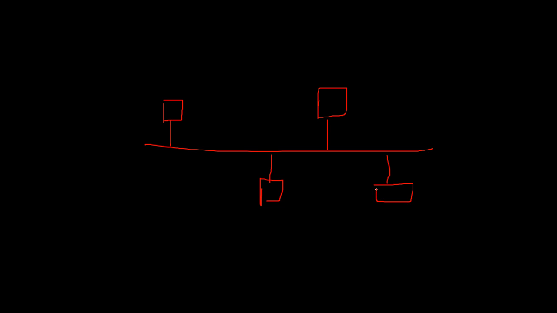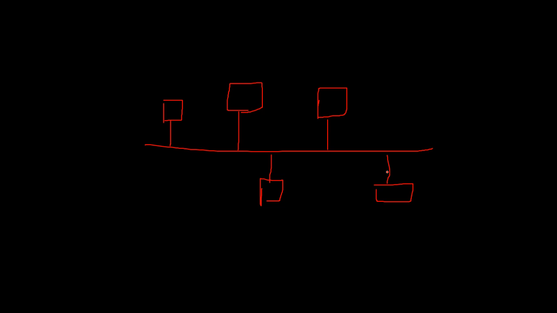Suppose this is my central cable, and this is one system, connected to this point. There is another system connected to this point. There is one more system connected to this point. And suppose there is one more system connected to this point. And suppose this is one more system. So suppose this is a network.